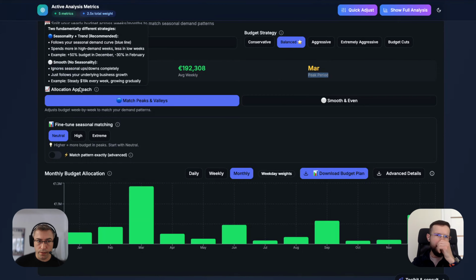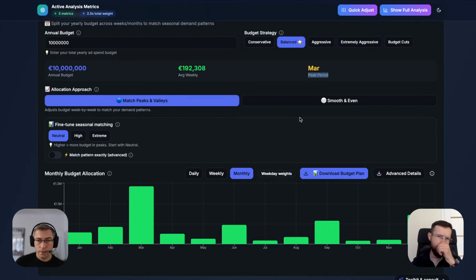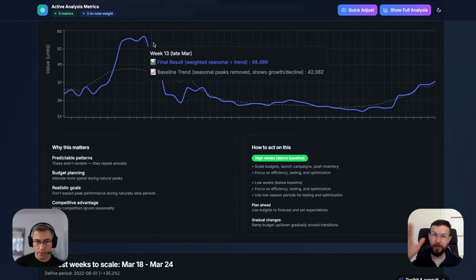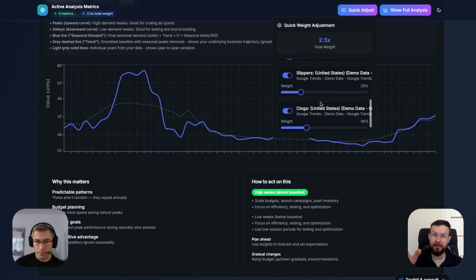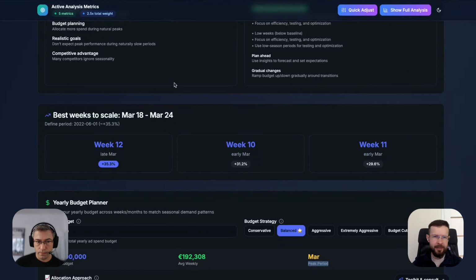You can read the peak period description, just to make sure everybody follows as we go. The peak period is when the highest volume of searches for, in our case, clogs would happen. So this is where you have to double down on your budget. This is when your customers want your stuff. So can we maybe see what happens if you change the strategy to aggressive?